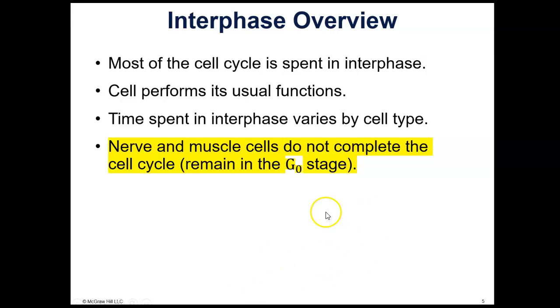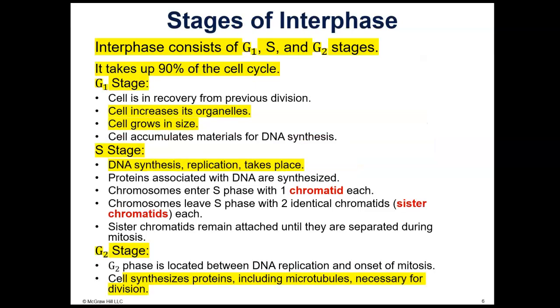But what I highlighted here is that nerve and muscle cells do not complete the cell cycle, because nerve cells and muscle cells don't keep dividing once they're produced. They remain in the G0 stage. So basically, they remain in interphase for the remainder of their life.